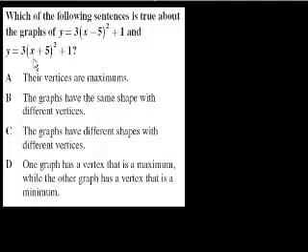We're on problem 36. It says, which of the following sentences is true about the graphs of y equals 3 times (x minus 5) squared plus 1 and y equals 3 times (x plus 5) squared plus 1? So let's do something very similar to what we did in the past. And if you think about it, both of these equations, y is going to be 1 or greater. Let's just analyze this a little bit, right?